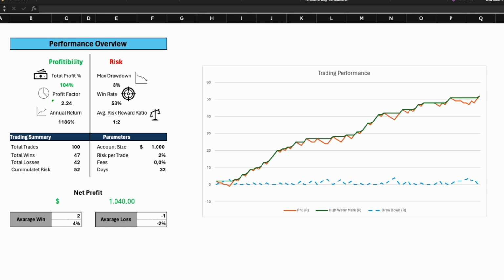We ended up with 47 winning trades, 42 losing trades, giving us a win rate of around 53%. When we combine that with a risk-to-reward ratio of 1 to 2, we arrive at an impressive 104% profit on the account. If you started with a $1,000 account, that would mean $1,040 in profits before fees. We had a winning streak of 5 trades, and the worst losing streak was just 4. That's why the maximum drawdown was only about 8%.